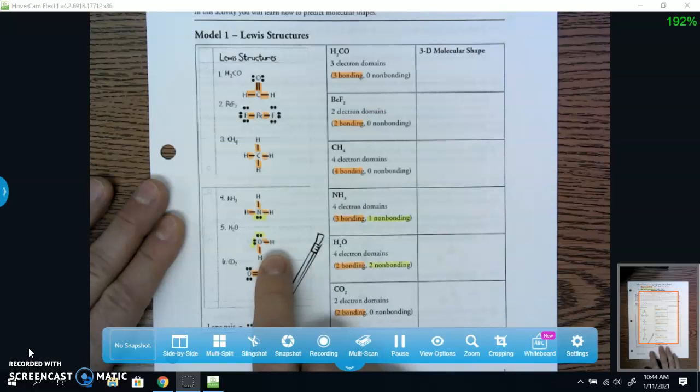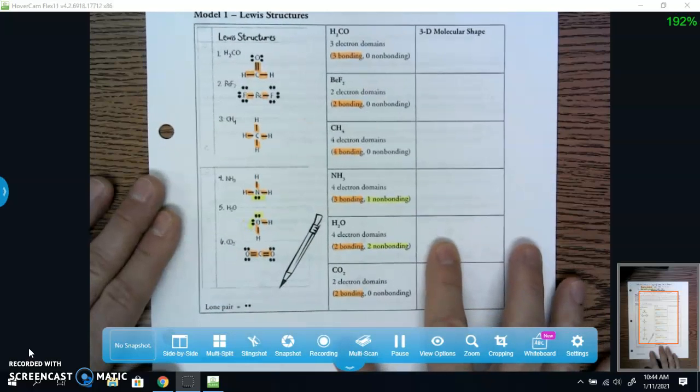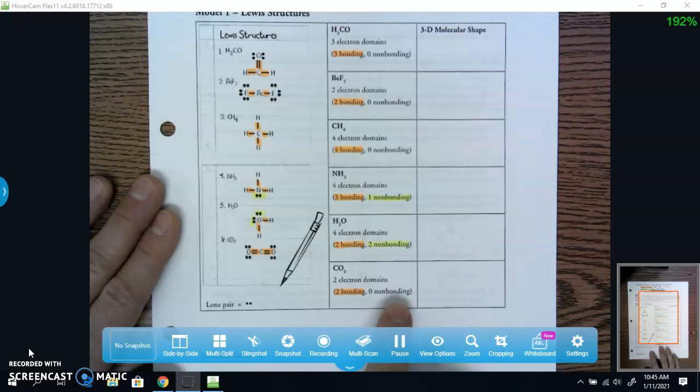You can see the numbers for water, H2O, are 2 bonding domains, 2 non-bonding domains, and then right over here, carbon dioxide, we've got 2 bonding domains and 0 non-bonding domains.